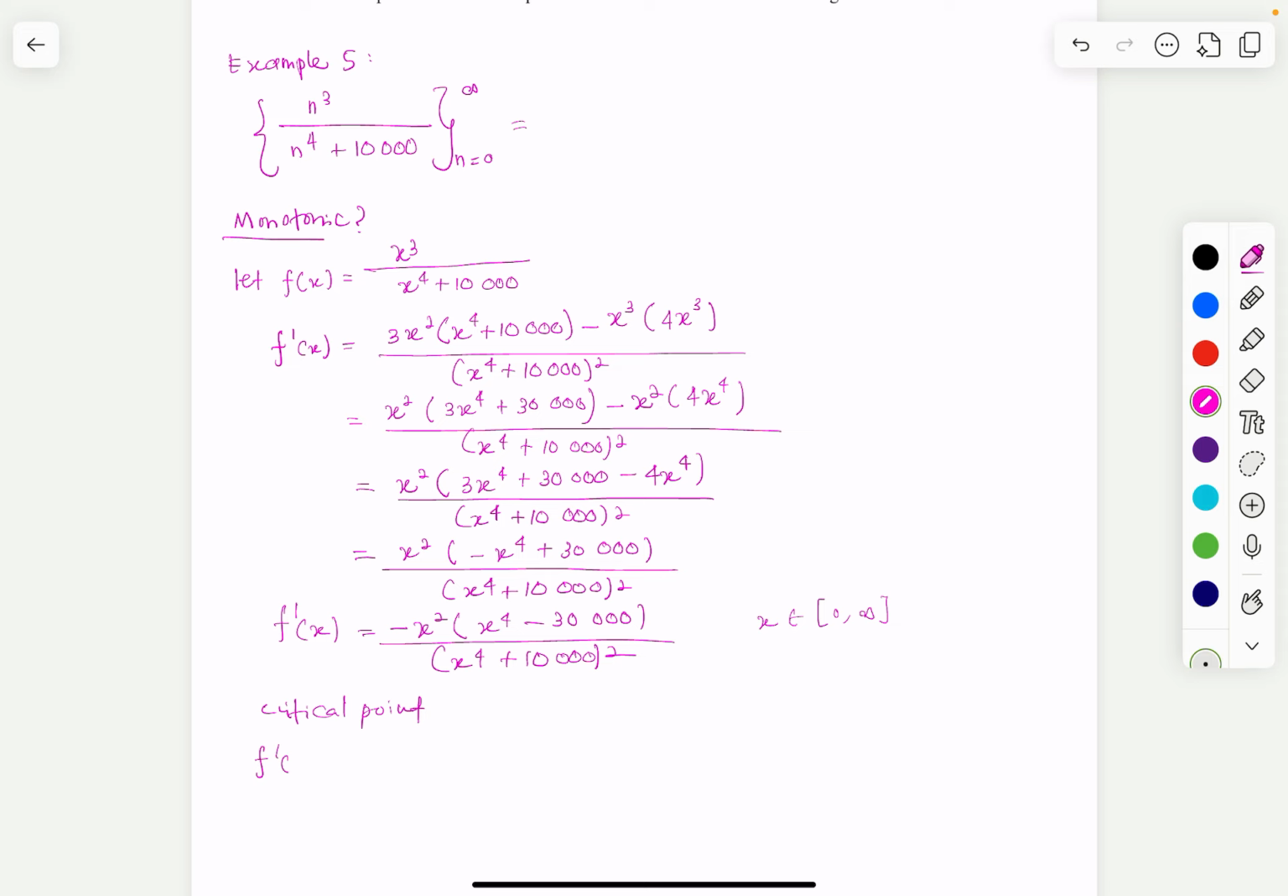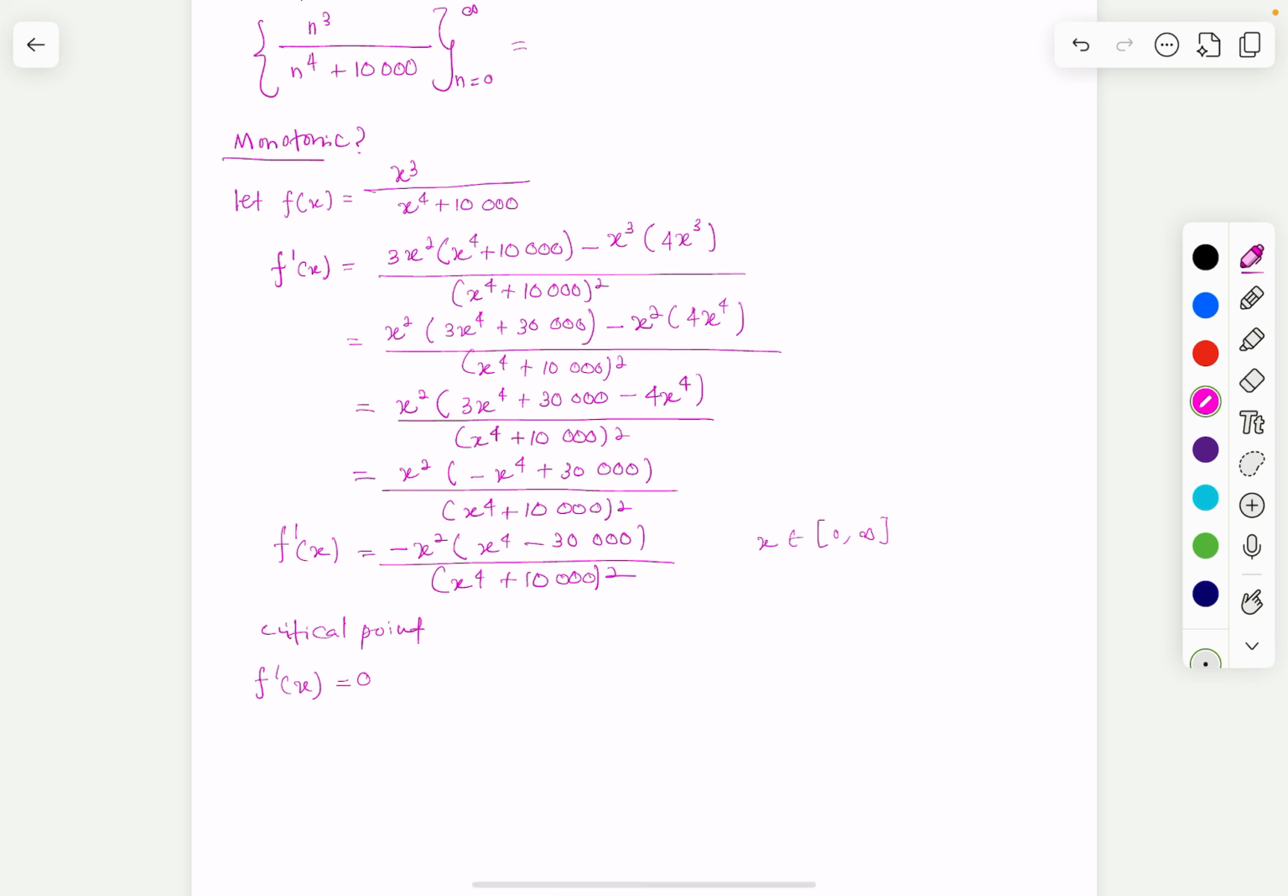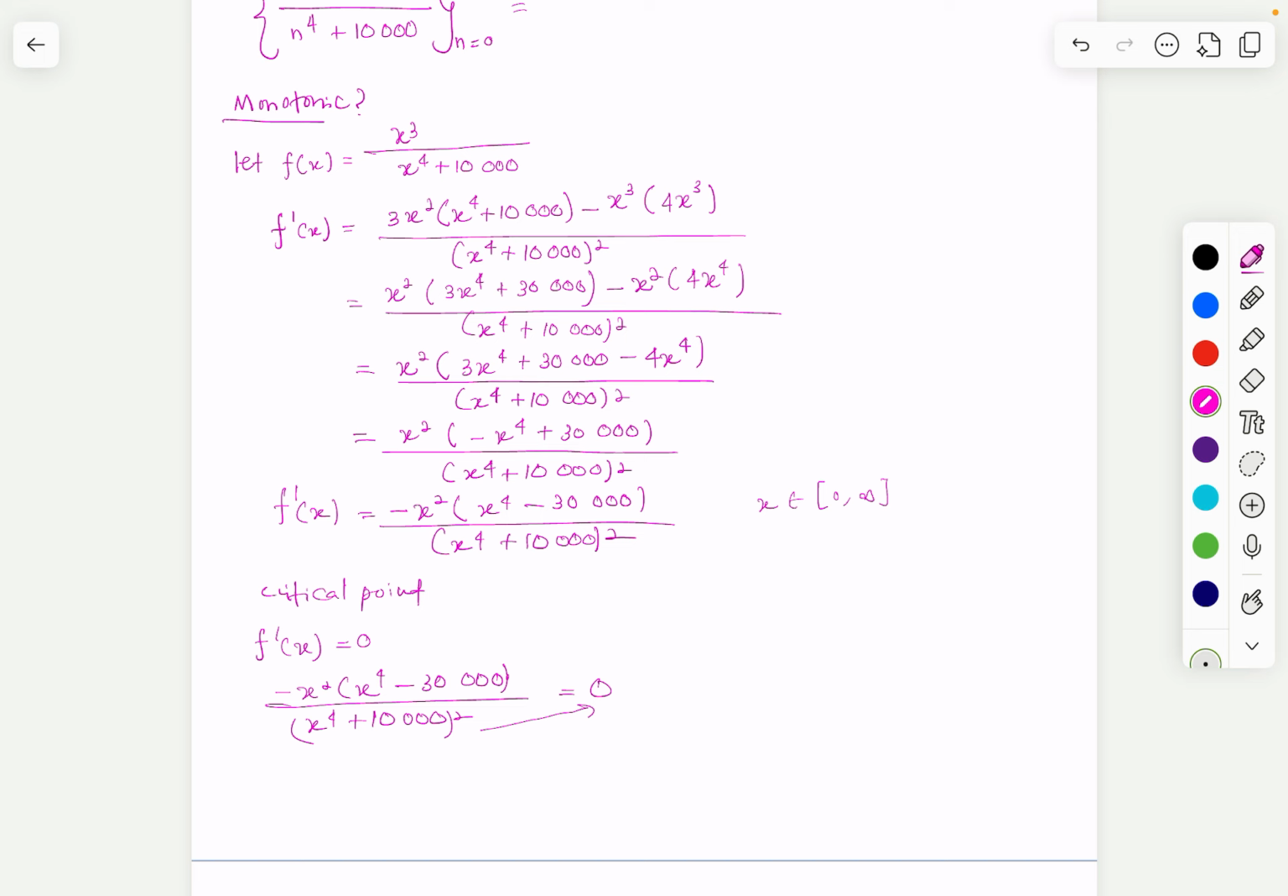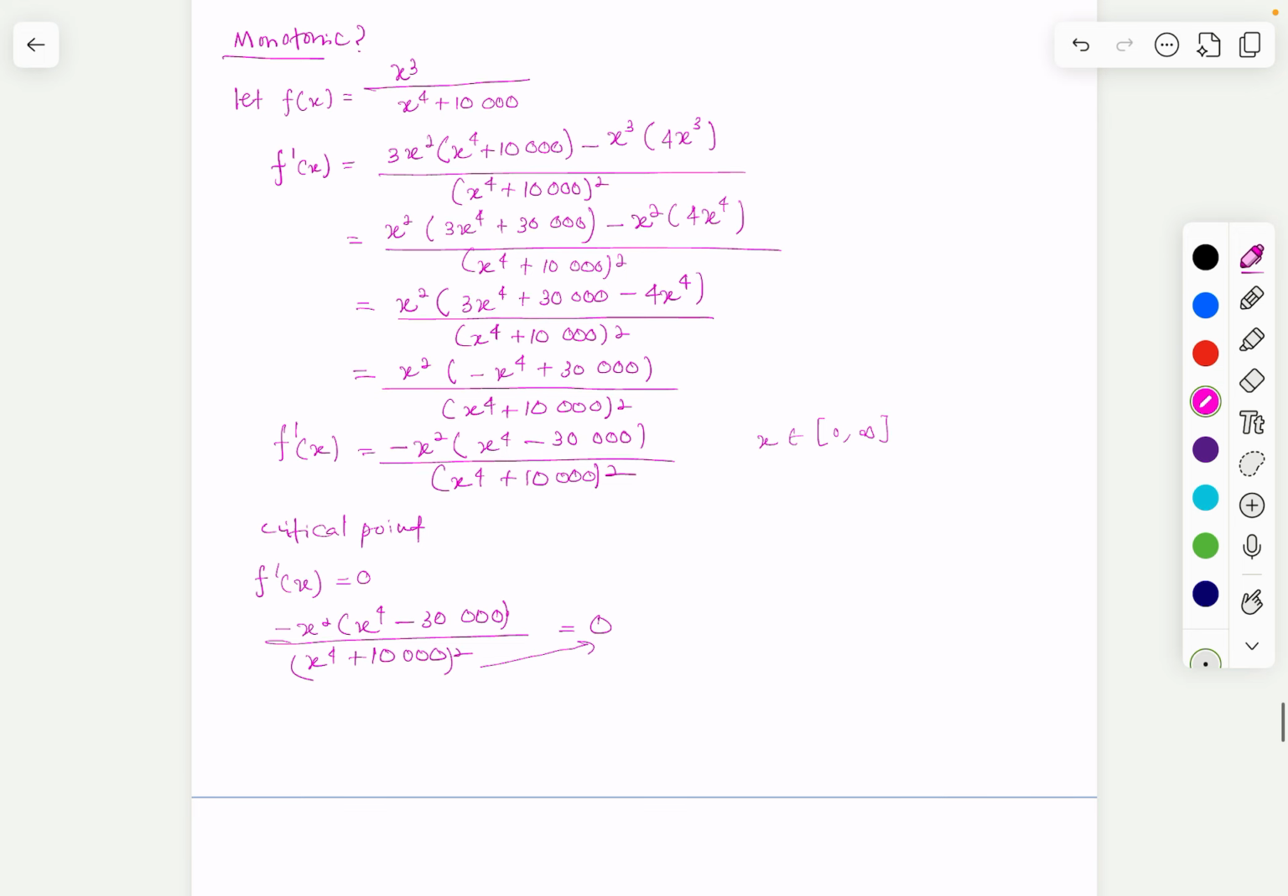So the first derivative, to check for the critical point, we equate it to 0 first. If we equate this first derivative to 0, then we get negative x squared times (x to the power 4 minus 30,000), divided by (x to the power 4 plus 10,000) squared, equals 0. Bringing the denominator across, you get 0, so it becomes negative x squared times (x to the power 4 minus 30,000) equals 0.